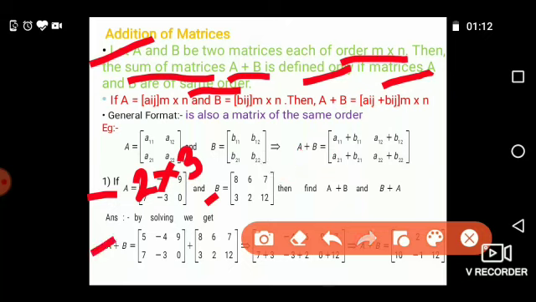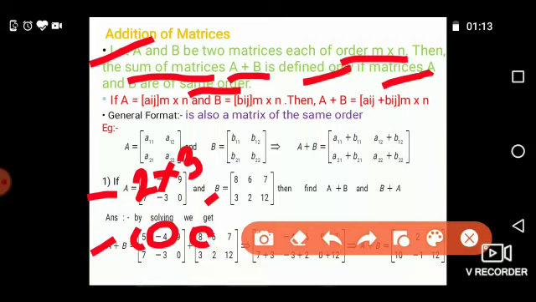Consider A plus B, matrix A plus matrix B. As we know by the definition of matrix addition, we can add the corresponding elements of both the matrices. 5 plus 8 gives 13. 13 is the first element of the matrix. Then the corresponding elements, minus 4 plus 6, that gives plus 2. Then we have the element 9 plus 7, that gives 16.